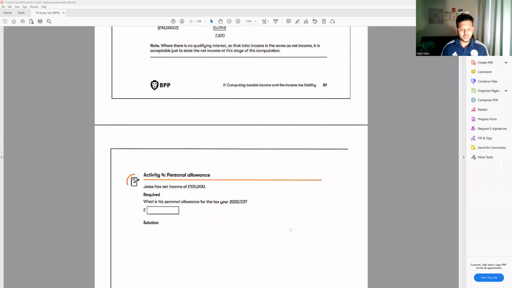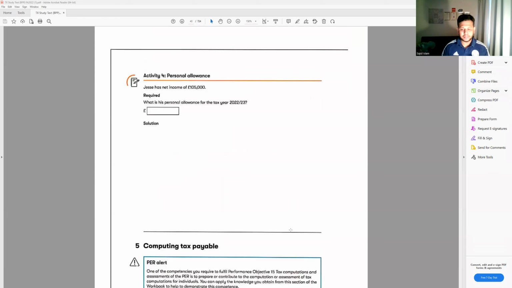Let's have a look at the next one. So we have one example. Let's try to do this example. It says personal allowance. Jesse has net income of 105,000. Required: what is the personal allowance for the tax year 22/23? So let's do that. Net income. They already added everything and they give us the net income.